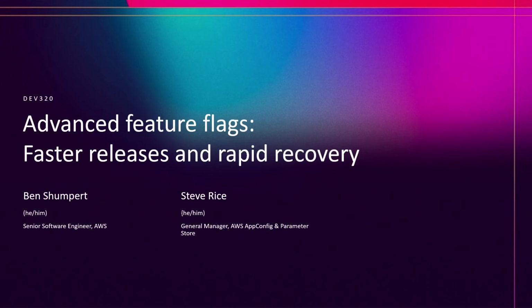Morning, everybody. We are here at session DEV320, Advanced Feature Flags, Faster Releases, and Rapid Recovery. So if that's what you thought you're going to hear about, you're in the right place. My name is Steve Rice. I'm General Manager for AWS AppConfig, also Parameter Store. Today we're going to focus on feature flags and actually use AppConfig as the code talk example.